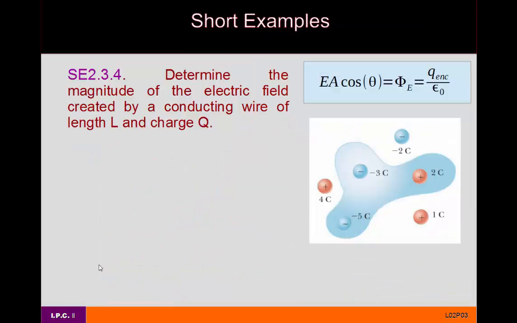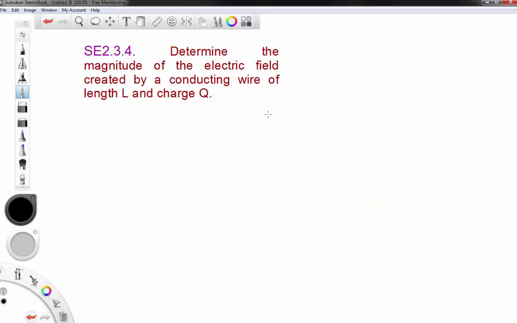So I think it's time for another round of relatively quick examples. Our first example is to determine the magnitude of the electric field created by a conducting wire of length L and charge Q. So I'm going to draw the wire. The wire is here. The wire has charge Q. It has length L. So from here to here would be L.